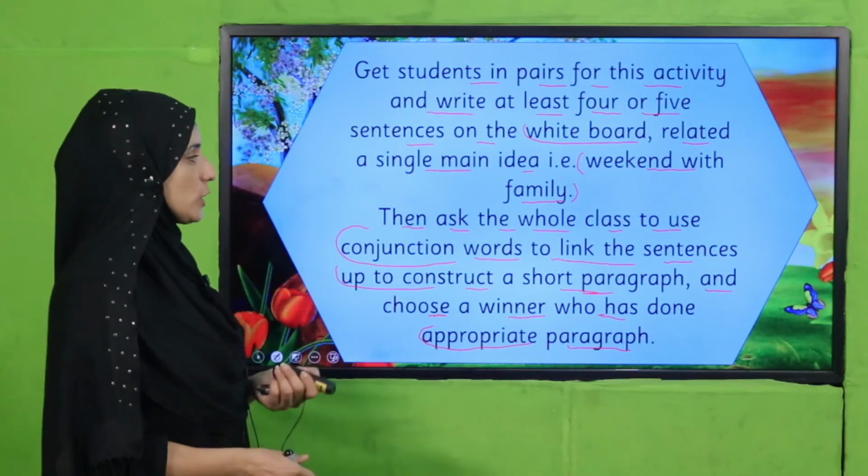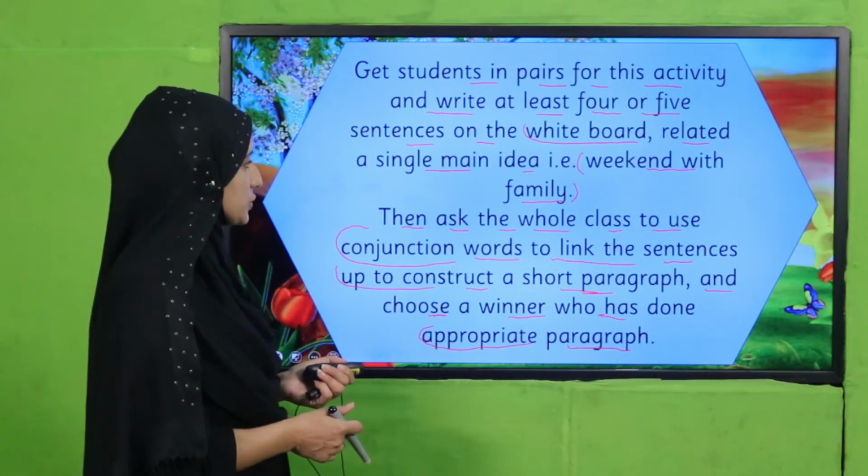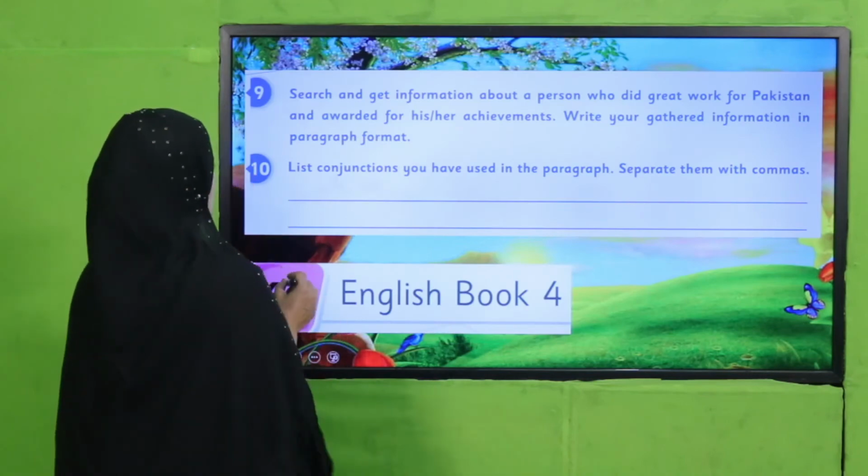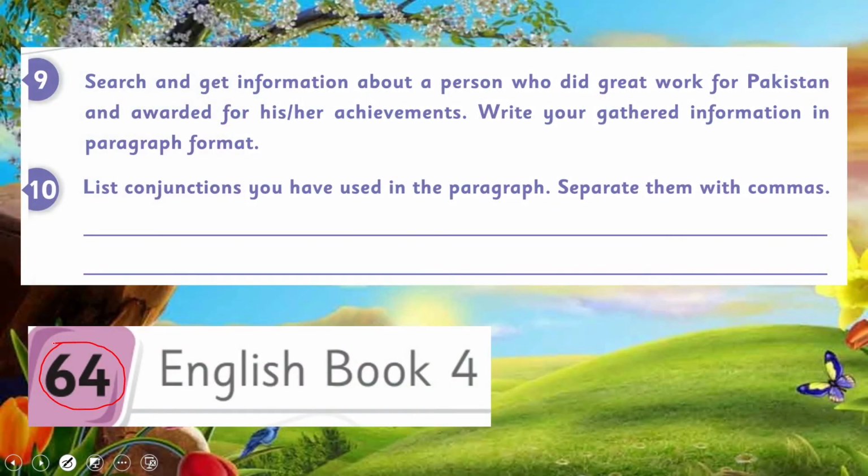Excellent. I hope you have enjoyed it. This was a very enjoyable activity. Yes, open your book, page number 64, and write question number 9 and 10. First, you will do question number 9 in your notebook: search and get information about a person who did great work for Pakistan and was awarded for her achievements. Write your gathered information in paragraph format. Yes, the teacher will help you in your class. Prepare a paragraph and write that question in your notebook.